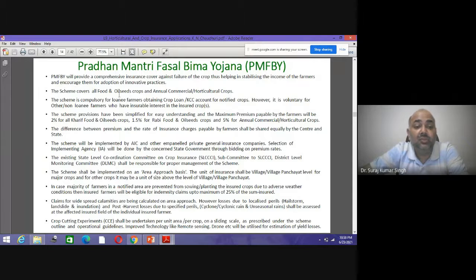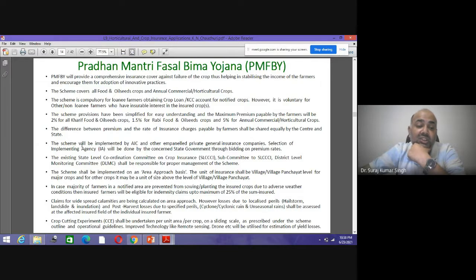The scheme covers all food and oilseed crops, and annual commercial horticultural crops. The scheme is compulsory for loanee farmers obtaining crop loan, KCC accounts, for notified crops. However, it is voluntary for other non-loanee farmers who have insurable interest in the crops. The scheme provisions have been simplified for easy understanding, and the maximum premium payable by the farmers will be 2% for all Kharif food and oilseeds, 1.5% for Rabi food and oilseed crops, and 5% for annual commercial and horticultural crops. The difference between premium and rate of insurance charges payable by farmers shall be shared equally by the center and the state.